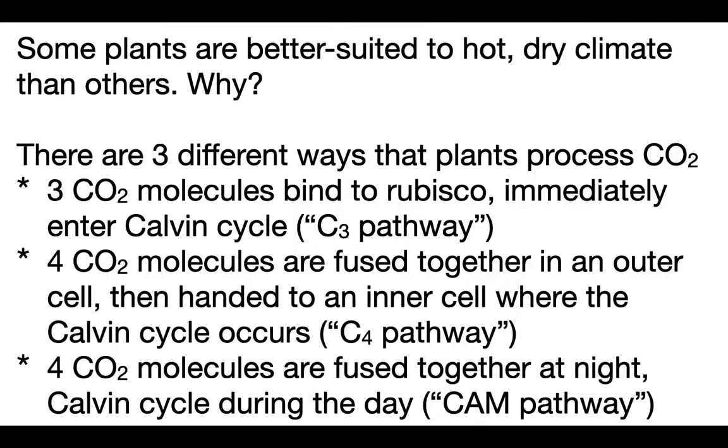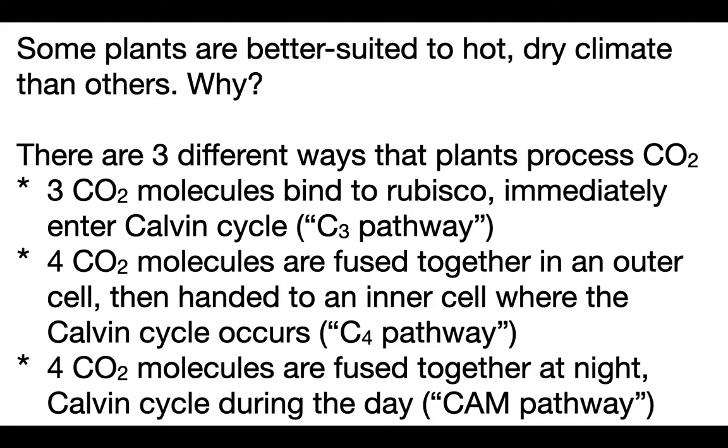So some plants are better suited to hot, dry climates than others. And here's some reasons why. There's 3 different ways that plants can process carbon dioxide. The way that we've talked about so far with the Calvin cycle is 3 carbon dioxide molecules get bound to rubisco and immediately enter the Calvin cycle. Because it's based off of 3 carbon dioxide molecules at a time, we call this a C3 pathway. C for carbon, 3 because there's 3 of them.